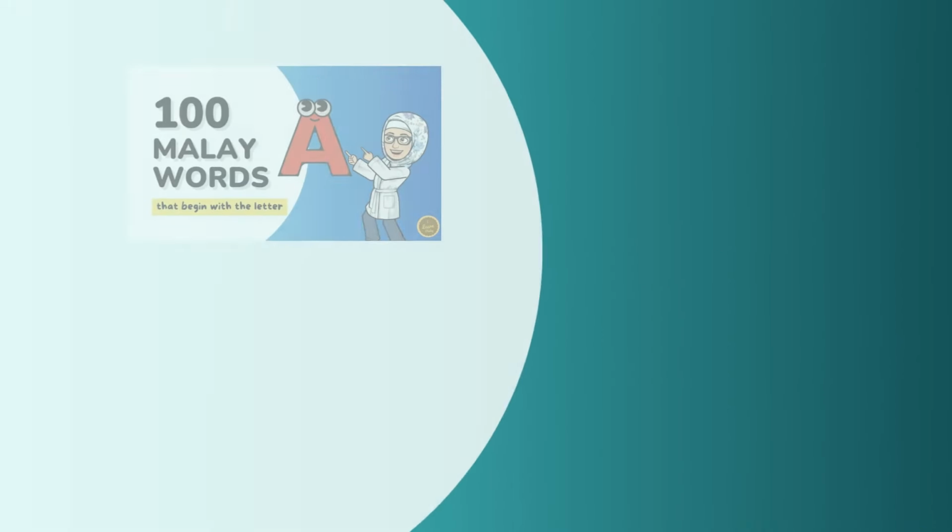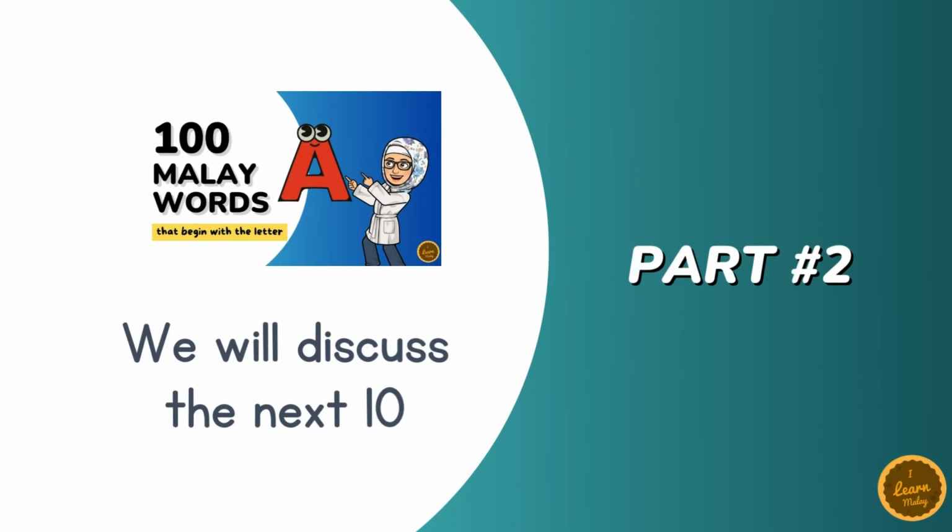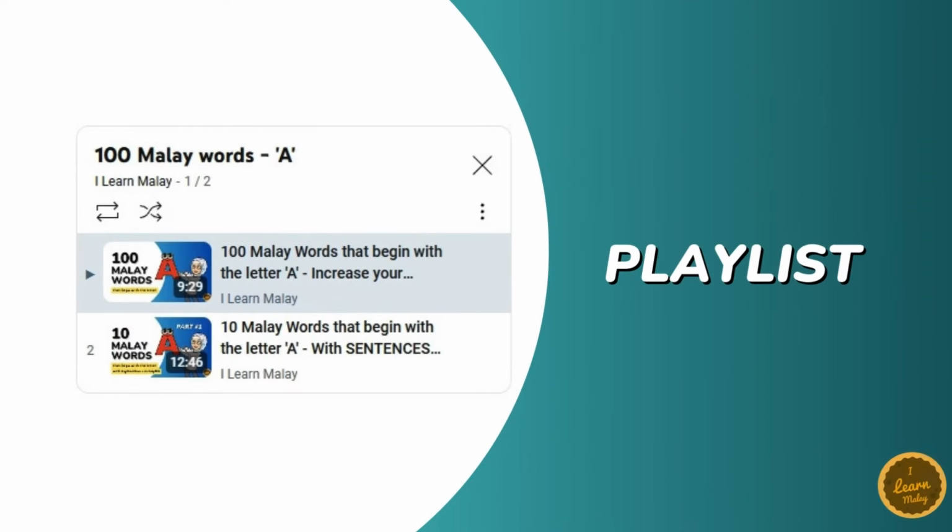Today we will continue from the previous video of 100 Malay words that begin with the letter A. Previously, I have done the explanation with sample sentences for the first 10 words from the main video. And now I will do the part 2 for the next 10 words. You may watch all the videos under similar title in the playlist 100 Malay Words A.